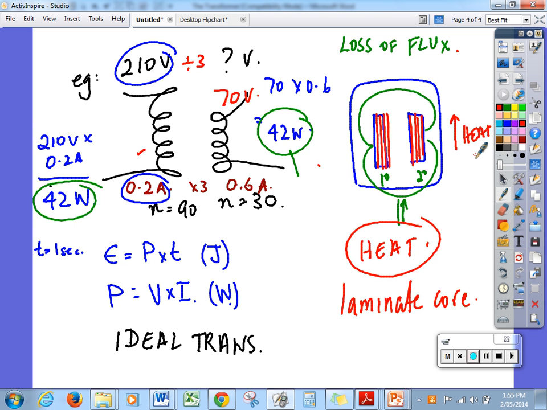Okay? So we get back to them, and they're the commercial big transformers that we use in power distribution. Are we okay with why a transformer works? Okay. So let's take an example.